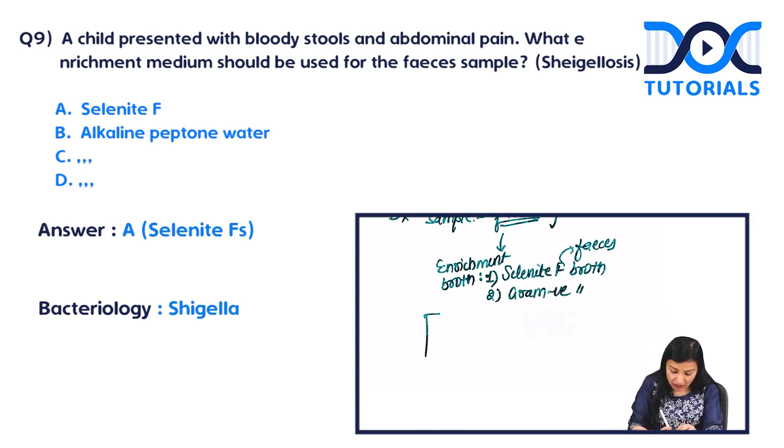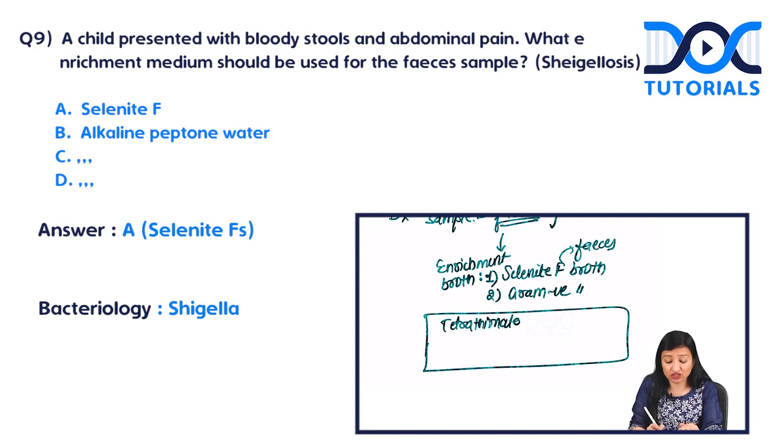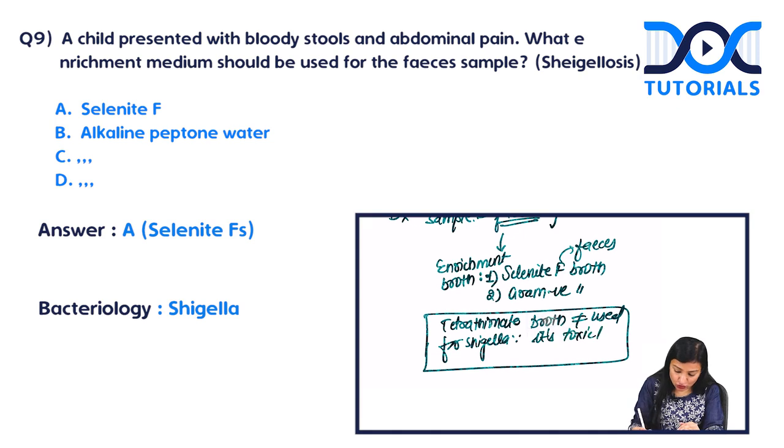Okay. Now make a box and note down. Tetrathionate broth is not used if you are suspecting Shigella. Tetrathionate broth is not used for Shigella because it is toxic to Shigella. So if you are suspecting that the patient might have infection with Shigella, do not inoculate the fecal sample into tetrathionate broth. Go for either selenite F or gram-negative broth.